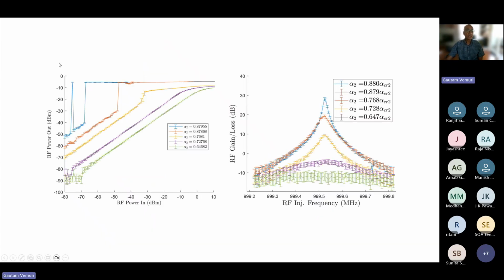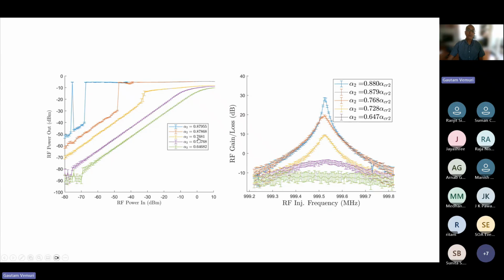So what I'm showing you here is the output power as a function of the input power. We're holding alpha 1 at its critical value. We're changing alpha 2. And remember, alpha 2 equals 1 would be the critical value. So we're approaching the critical value. As we approach the critical value, the system becomes more and more sensitive to very small perturbations. So for small values of alpha 2, fine, I put in some input power, I get some output power. It's pretty much linear, so it's not particularly interesting.